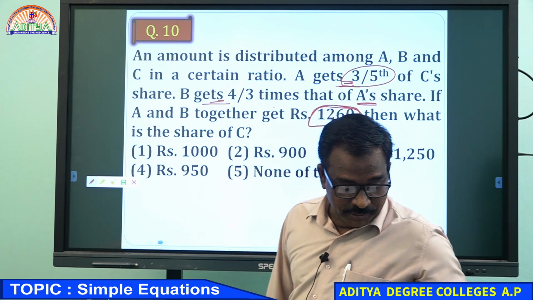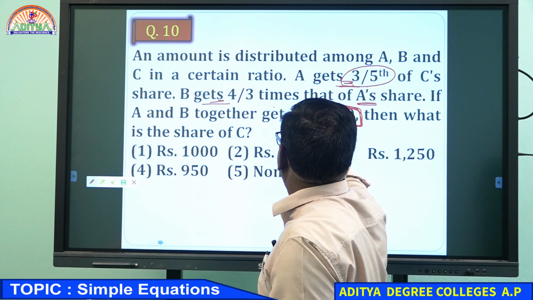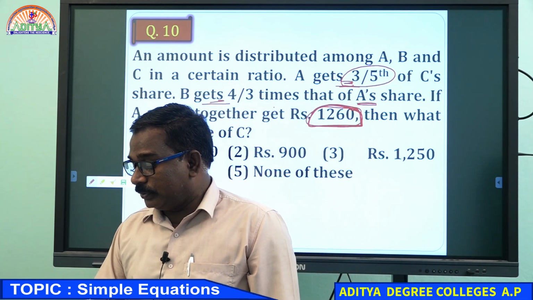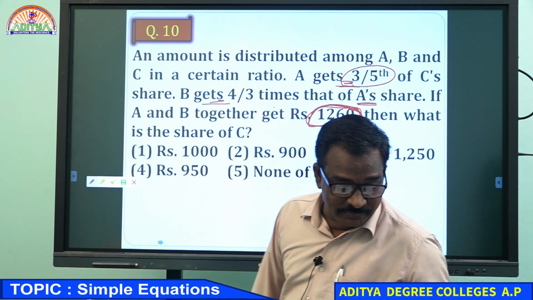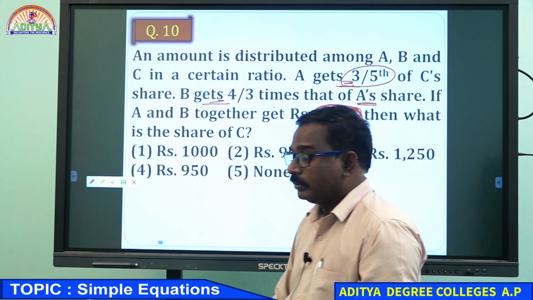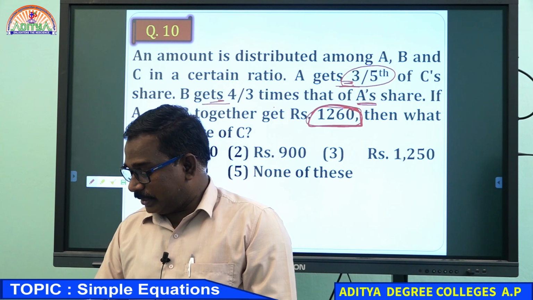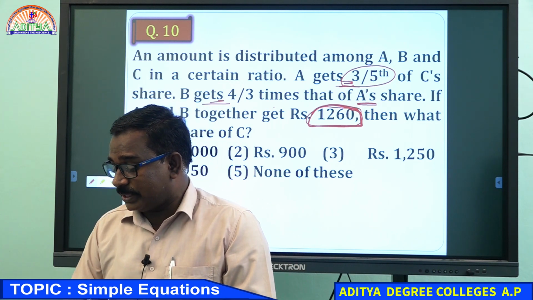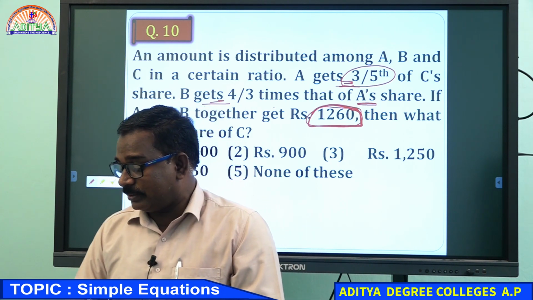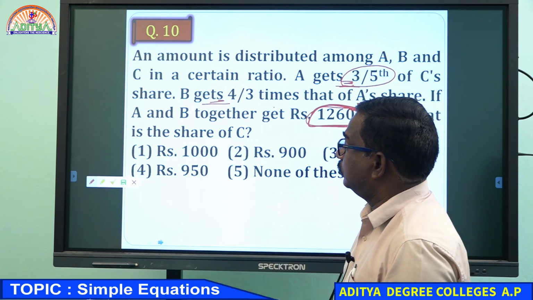Somebody gave 1250. 1250, the total amount is given. 1260 is given, the total of A and B. Somebody has written 950. I think it's a calculation mistake. You thought in a proper manner, but a calculation mistake, I think. Right, Sahiti has written 900, C's share is 900. Right? Very good.